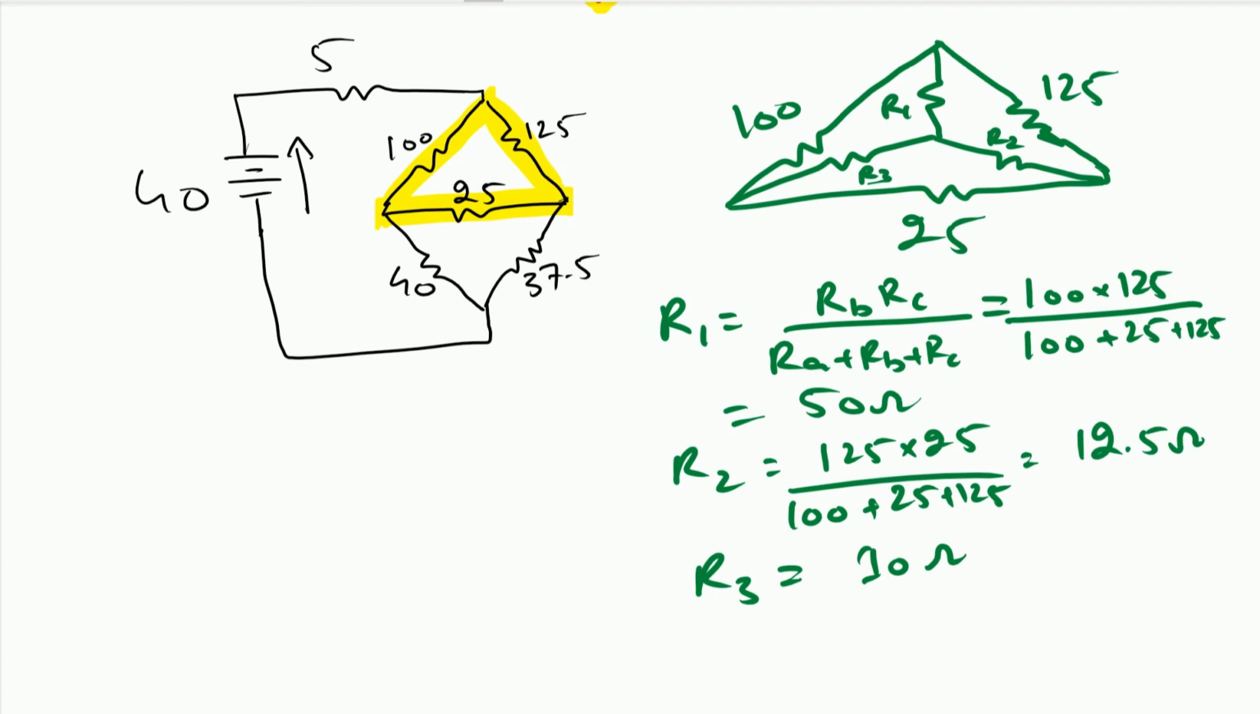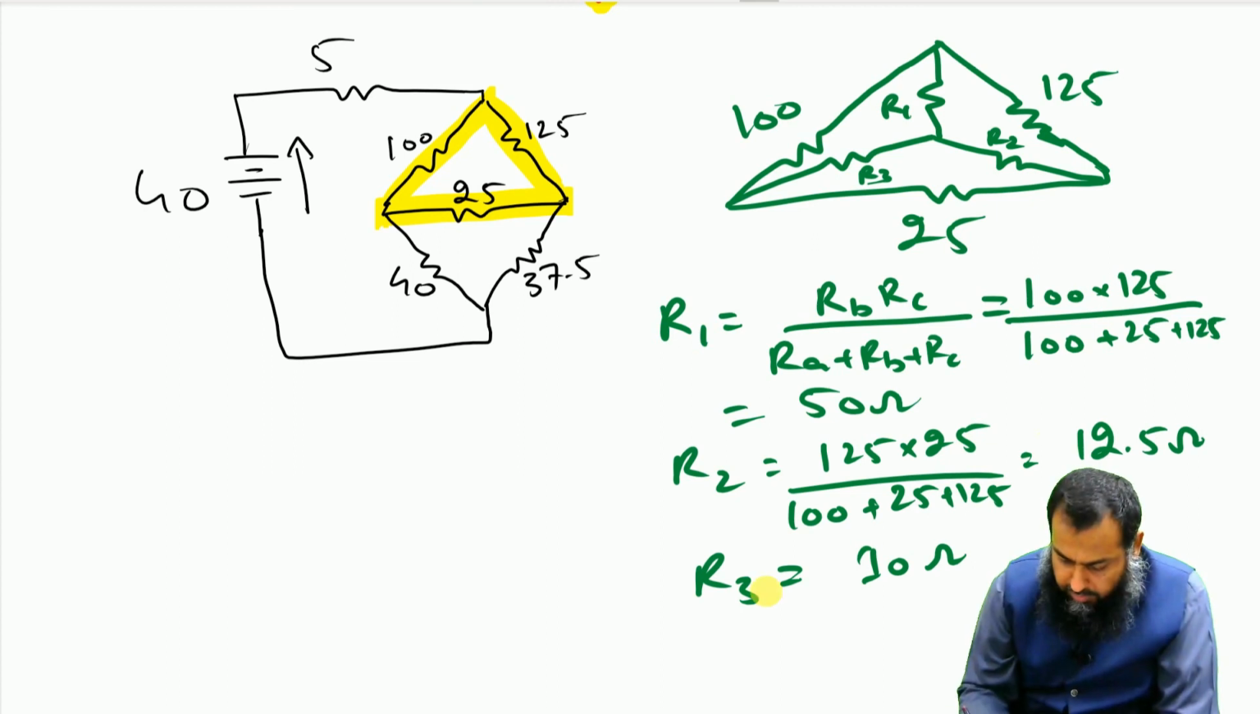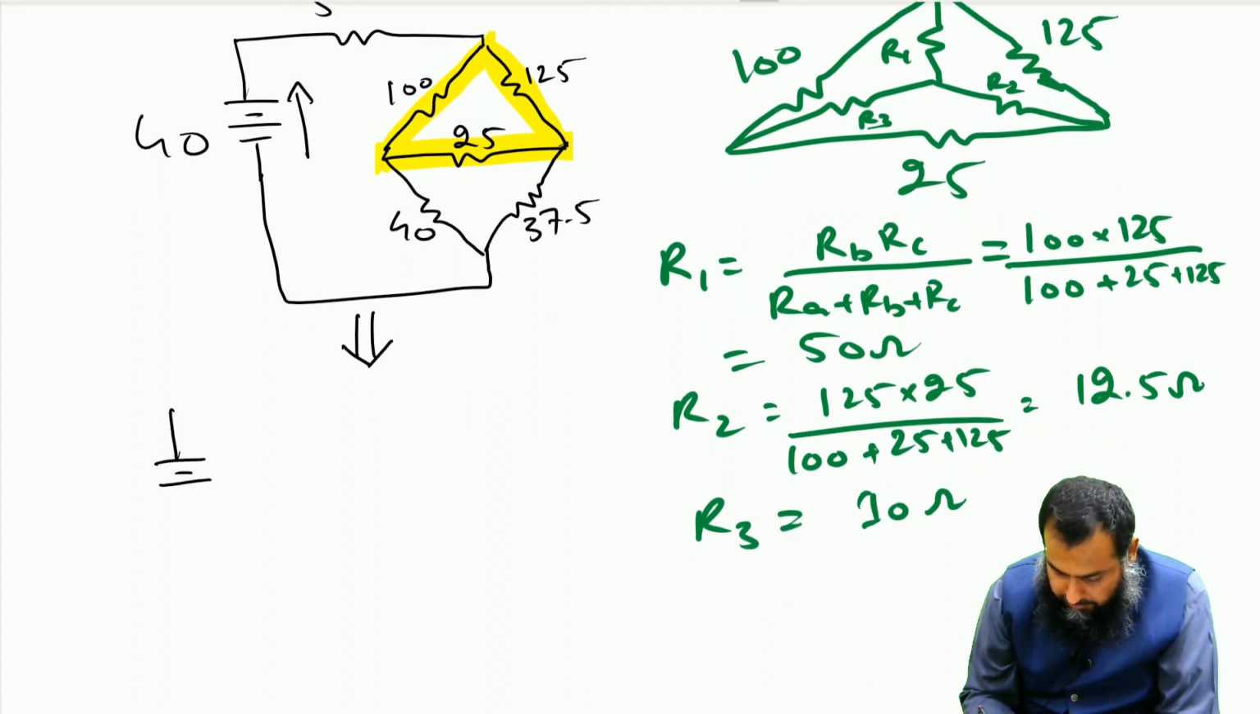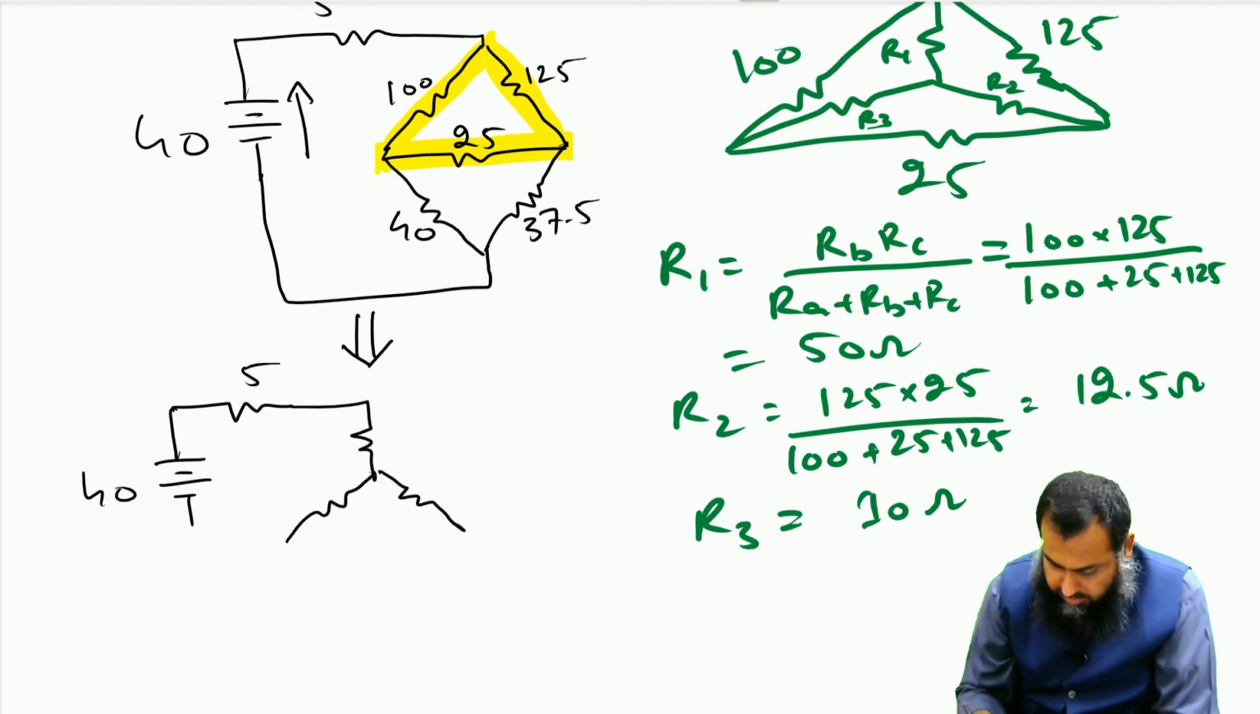Now that we have the values of R1, R2 and R3 available, we can replace this triangle, shown in yellow highlighted color, with the equivalent Y network, and then we will solve the circuit. So let me modify the circuit. Now the circuit after the modifications becomes equal to this, this is the Y network.